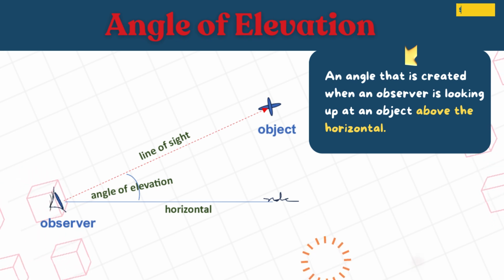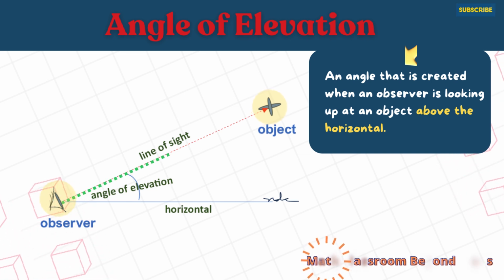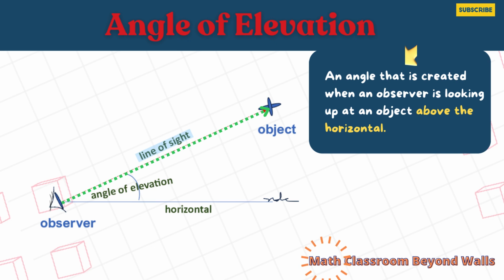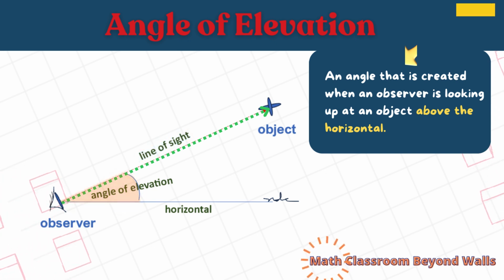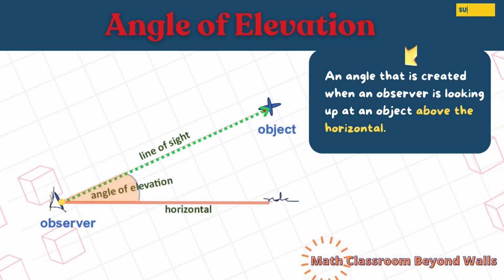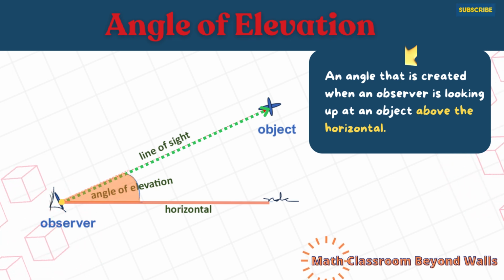Look at the figure, learners. As the observer looks up at an object, it creates an imaginary line between the eye and the object. This is the line of sight. The space between the line of sight and the horizontal, with the observer's eye as the point where these two lines intersect, is the angle of elevation.